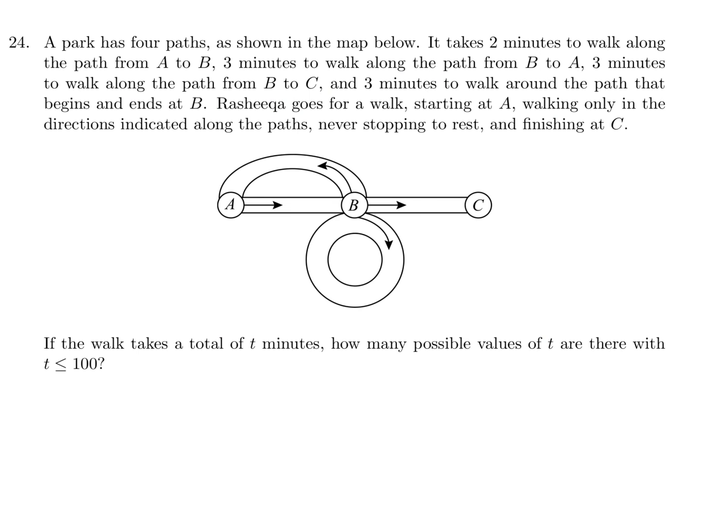A park has 4 paths, as shown in the map below. It takes 2 minutes to walk along the path from A to B, 3 minutes to walk along the path from B to A, 3 minutes to walk along the path from B to C, and 3 minutes to walk around the path that begins and ends at B.